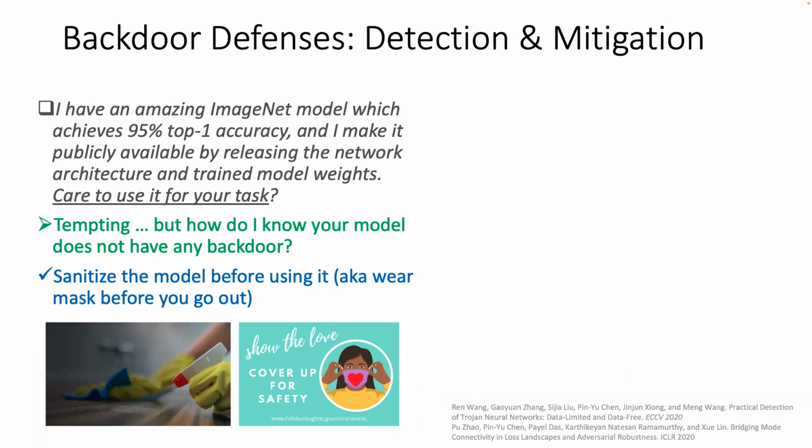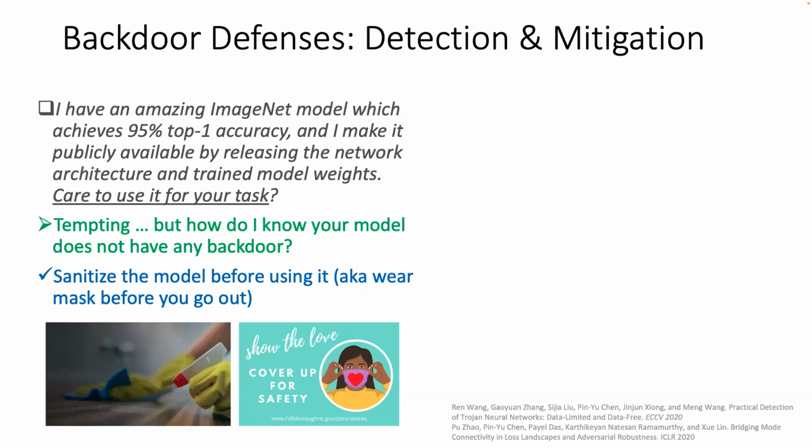The ImageNet model with 95% accuracy, this is the best model I've ever seen, right? So I'm going to take that and do transfer learning on my own task. But if you download those model weights from some untrusted source or unknown place, these models may carry backdoors without you knowing. So how can we leverage the good accuracy provided by those models, but still make sure it is safe and reliable to use?